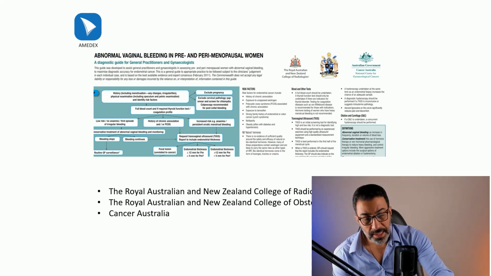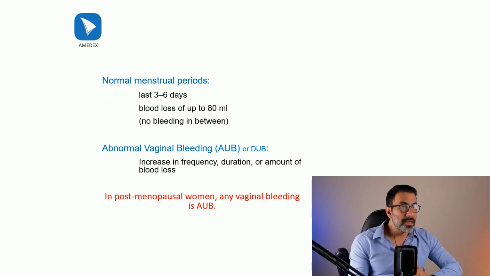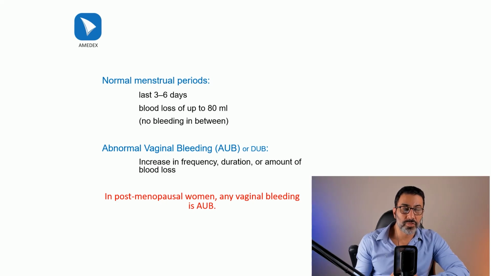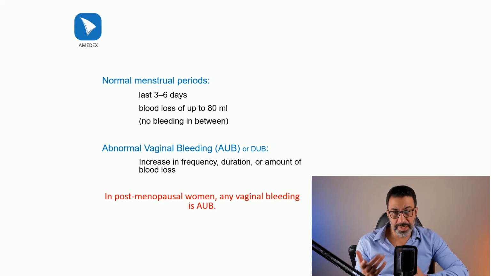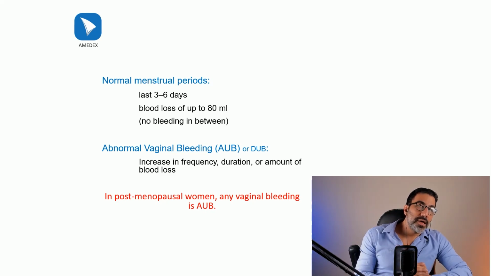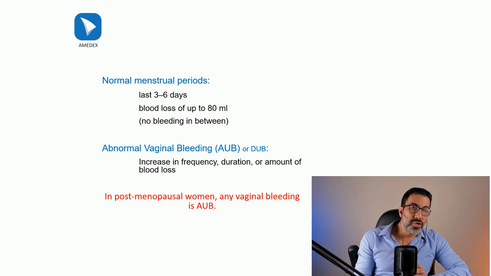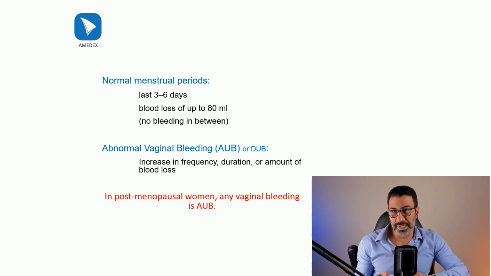So let's go ahead and define abnormal vaginal bleeding or abnormal uterine bleeding. But before we do that, we need to know what is the definition of normal periods or normal menstruation. A normal menstrual period is defined as periods which last anywhere between 3 to 6 days, and the amount of bleeding is not more than 80 ml per cycle, and there is no bleeding in between periods. This period to that period, there is no bleeding in between.